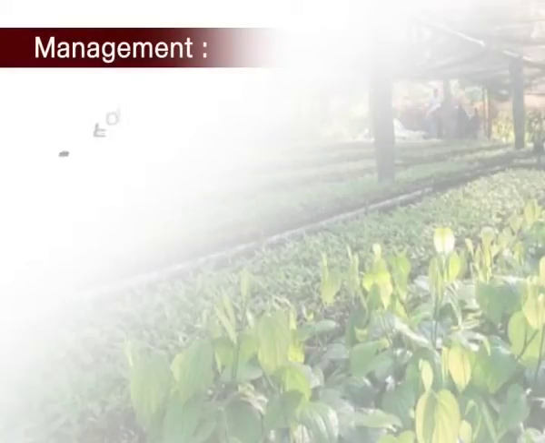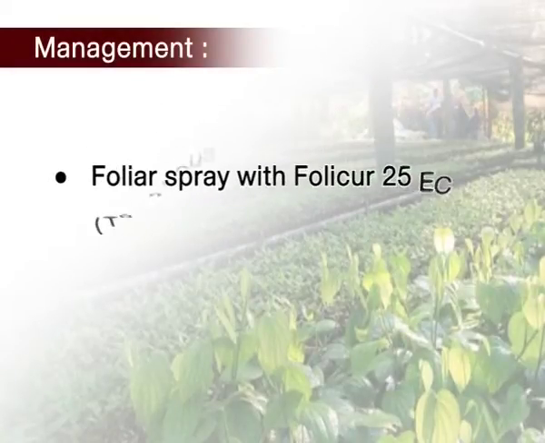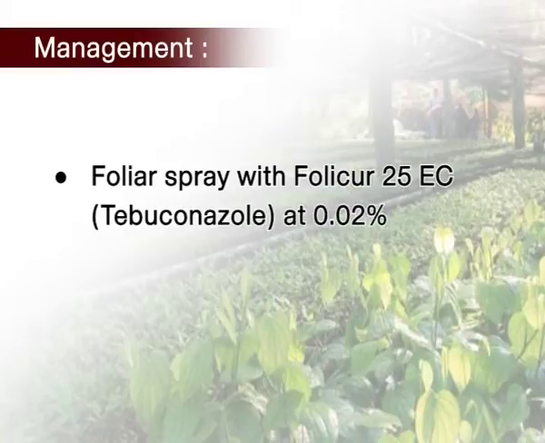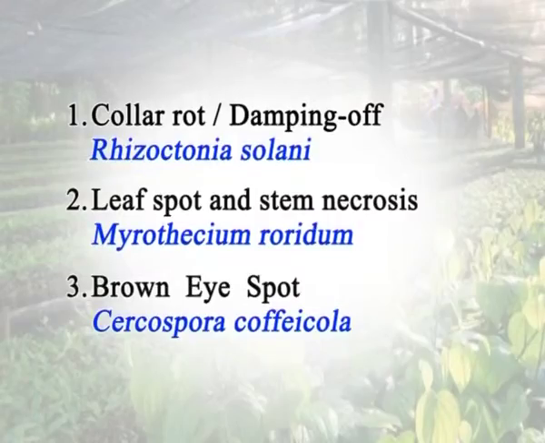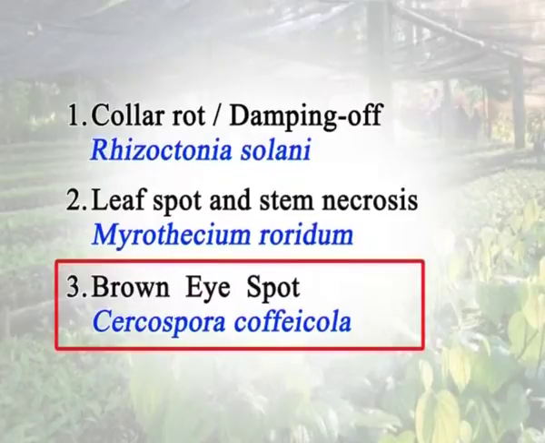Other than this, we can also go for a foliar spray with Folicur 25 EC, which is also available as tebuconazole, and the dose is 0.02%. This is also to be sprayed the same as the previous one, that is at 30 days interval to the affected seedlings. Then the third most important disease of the nursery is the brown eye spot. The disease is caused by Cercospora coffeicola.